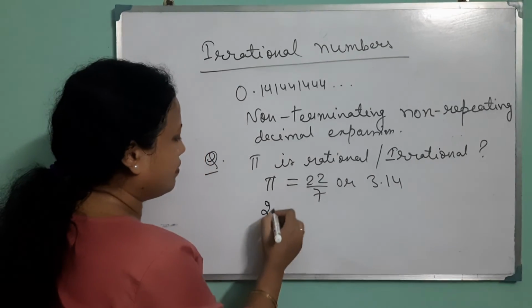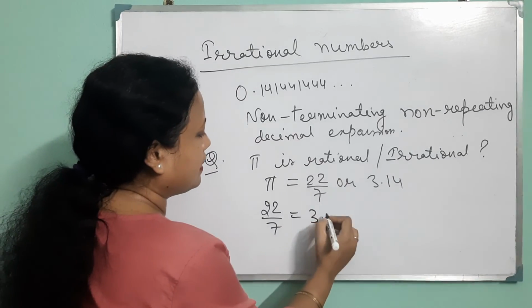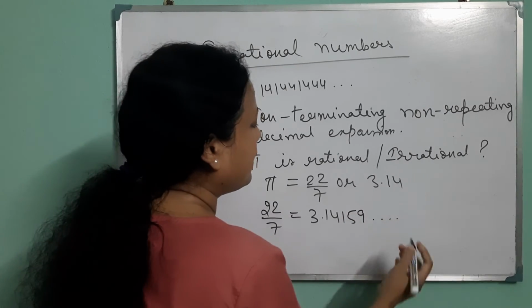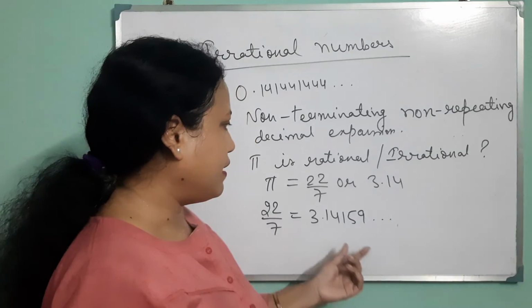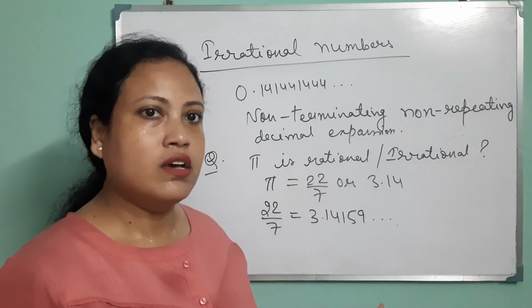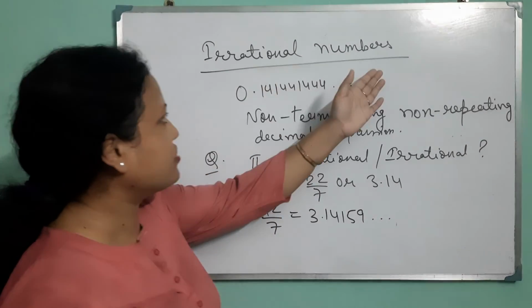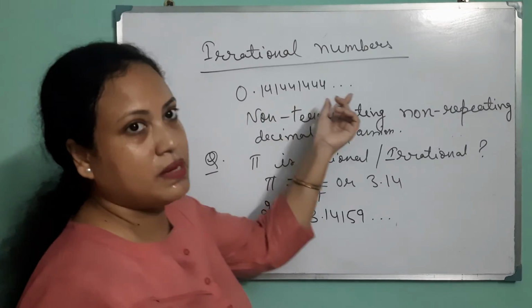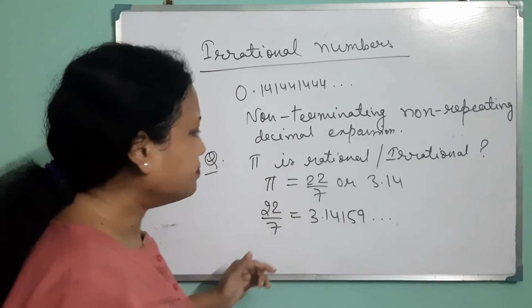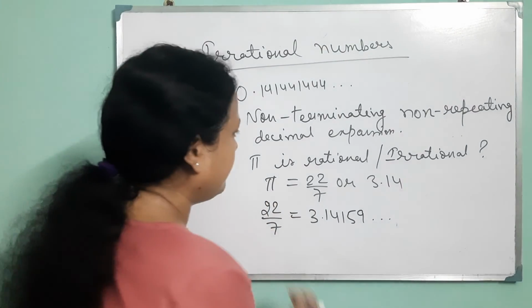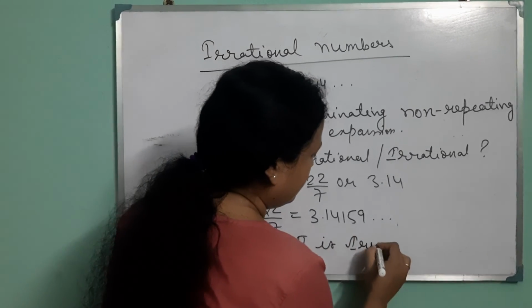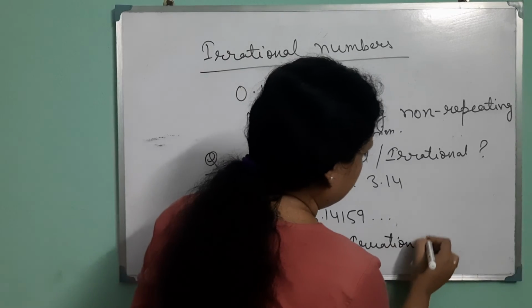But 22/7, when you divide this, you get something like this, 3.14, then 159, then a big number we get, where there is no repeating block of digits or no repeating string of digits. Okay, so we know from the definition of irrational numbers that there is no block of digits repeating in the irrational number. Therefore pi is not a rational number, or pi is irrational. Pi is irrational. Okay.